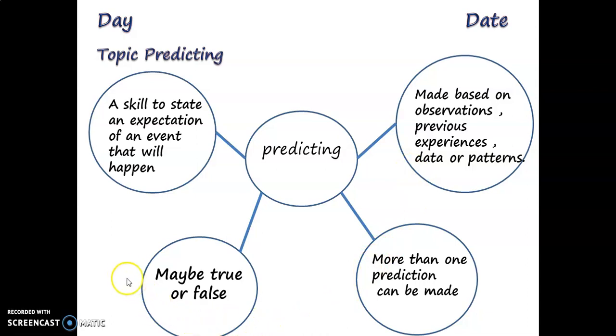So this is about predicting. Ini adalah meramal. Kemahiran membuat ramalan. Boleh nampak, sebenarnya kita dah biasa buat ramalan. Actually, you are used to making predictions. But maybe your prediction is not based on evidence, not based on observation. You are just guessing. That is not prediction. Guessing is not prediction. Alright?